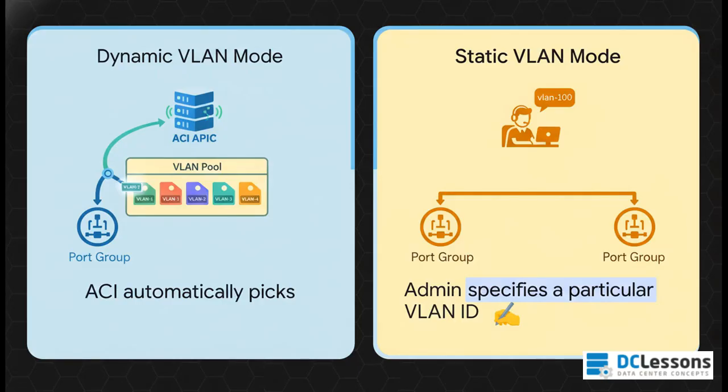Now, you do get a choice. When you're connecting an EPG to the domain, you can use dynamic VLAN mode. This is the default, and honestly, it's what you want 99% of the time. You just let ACI do its thing. But if you have some legacy reason, maybe an old appliance that's hard-coded for a specific VLAN ID, you can use static VLAN mode. This lets you override the automation and say, no, for this one EPG, you have to use VLAN 205. You still get the automation, just with a little more control.